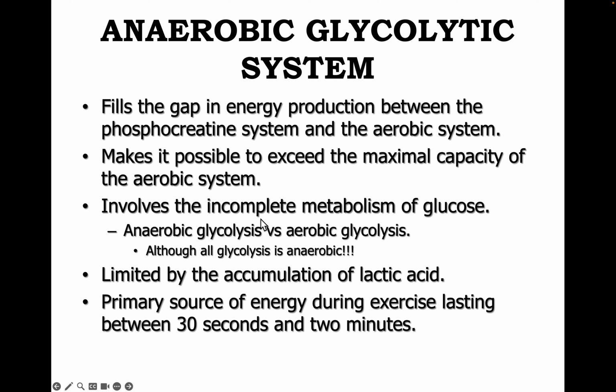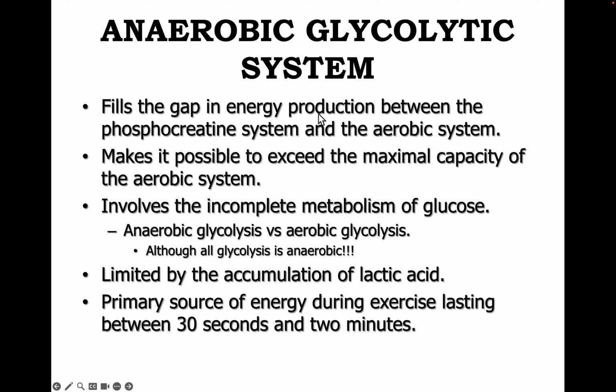Anaerobic glycolysis involves the incomplete metabolism of glucose. So it's important to know there's a difference between anaerobic glycolysis versus aerobic glycolysis. Anaerobic glycolysis means the incomplete breakdown of glucose versus aerobic glycolysis will break down glucose all the way efficiently. Now remember though that all glycolysis is anaerobic, okay? But we can use carbohydrates in both our aerobic energy system and our anaerobic energy system, specifically anaerobic glycolysis.